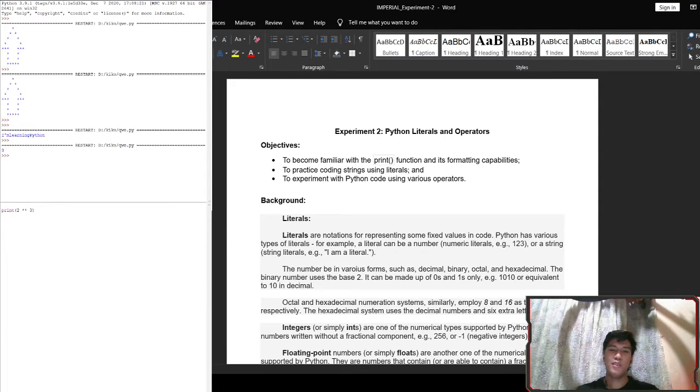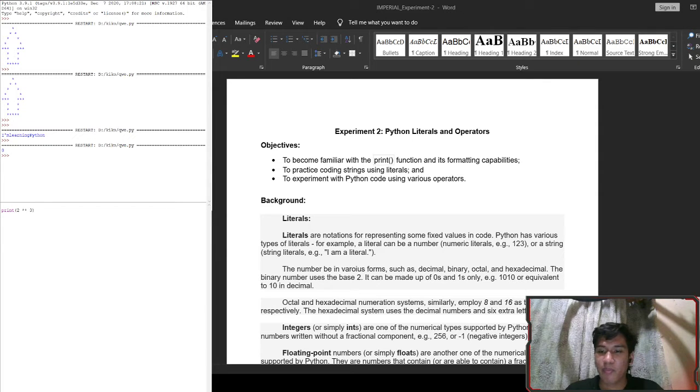Good day, my name is Dion Imperial from ECE21 and I will be conducting Experiment 2: Python literal operators. The objective of this study is, number 1, to become familiar with the print function and its formatting capabilities. Number 2, to practice coding strings using literals, and lastly, to experiment with Python code using various operators.